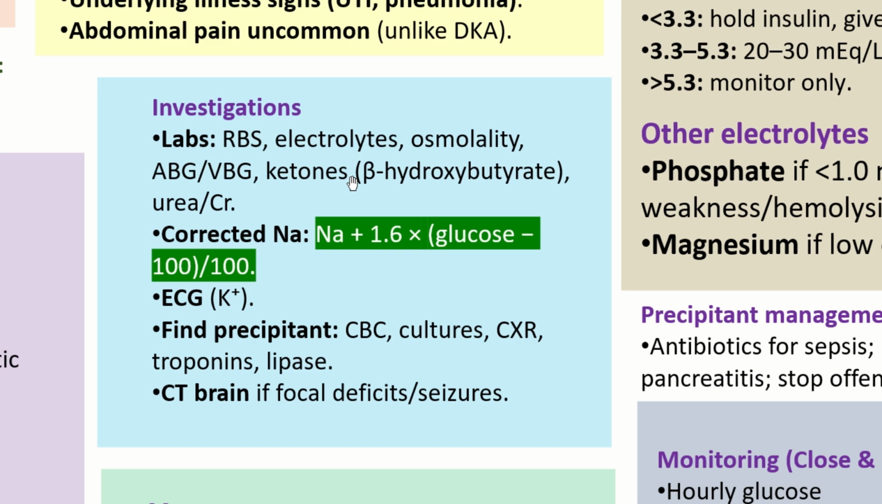That is going to give us the corrected sodium. Then we need to do the ECG in case we are having changes in potassium. If you watch the video for DKA, I explain in detail how the potassium comes to be diminished, but majorly it's because we are losing it in urine with the glucose. Then we want to find the precipitating factors. We want to do CBCs, blood cultures, chest x-rays, and troponins, because myocardial infarction can be a very important factor here. Then lipases, where we suspect a patient could be having pancreatitis. When the patient has seizures, we may need to do a CT to rule out other causes of seizures.